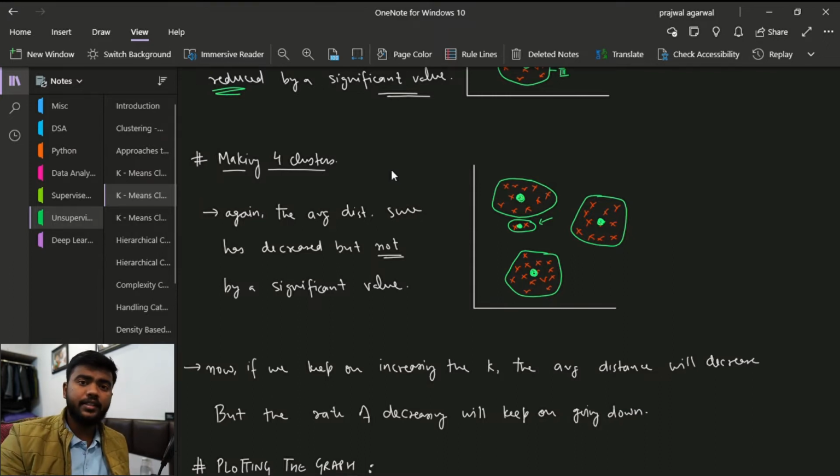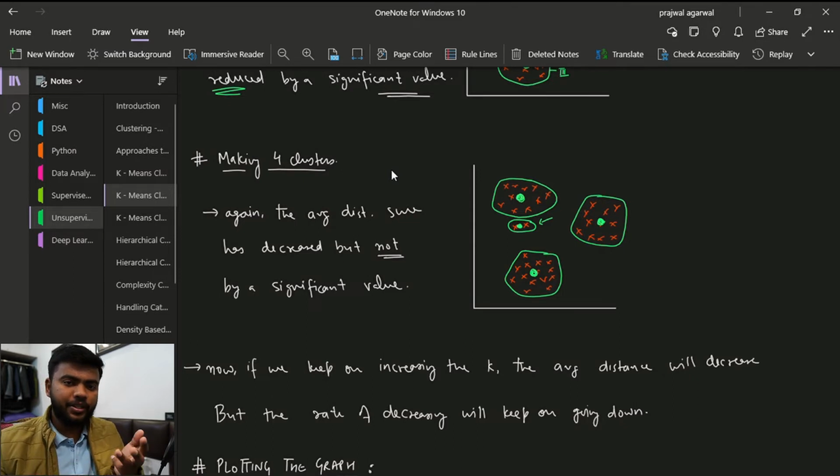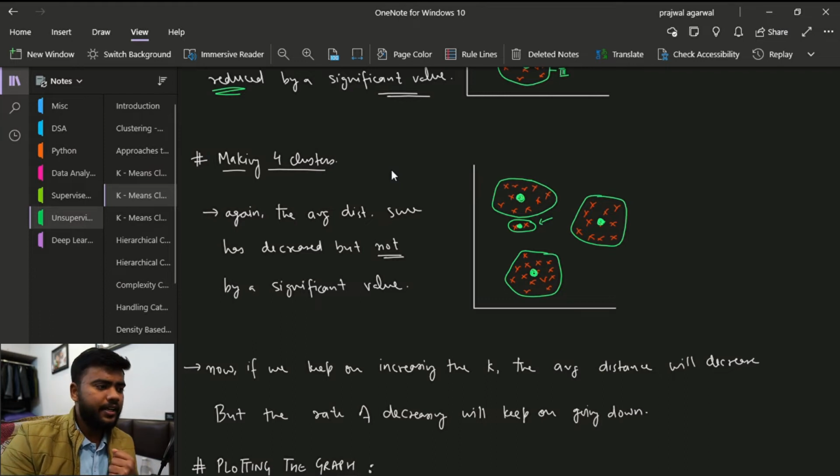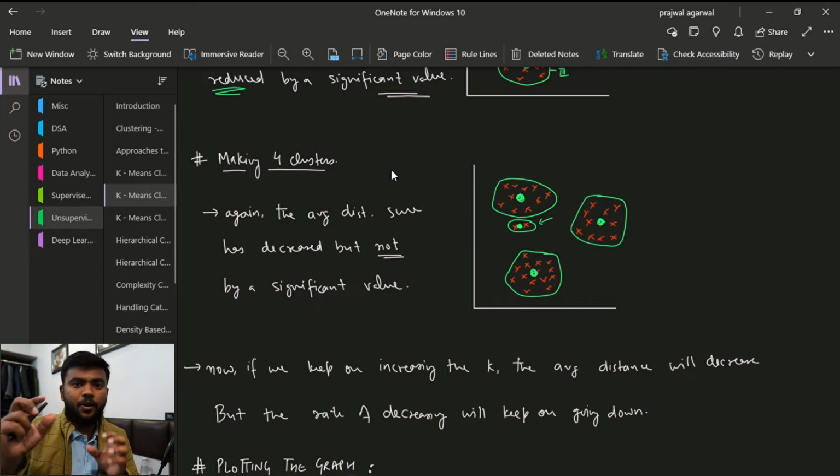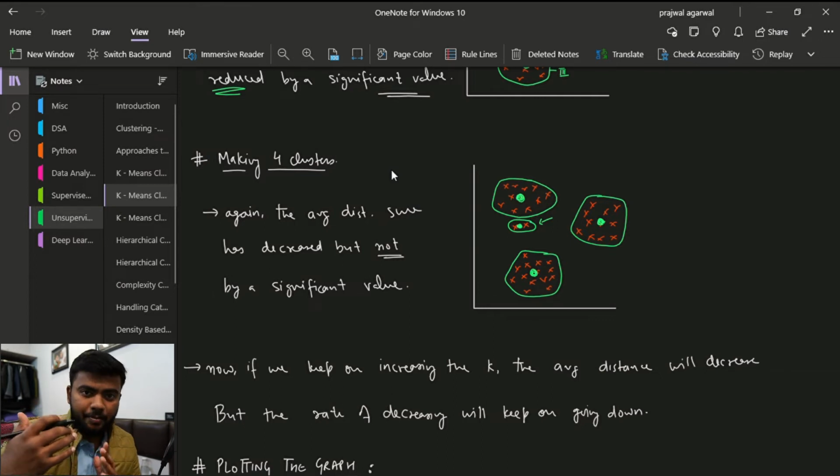Increasing the number of clusters improves the accuracy of your model, but when you increase the clusters the computation also increases. So your goal is to find that balance between the computation power and the accuracy. If we keep on increasing k, the average distance will decrease, but the rate of decrease will keep on going down. So we have to find that optimum value for k, for which we have the maximum impact, and also we are saving as much computation as we can.